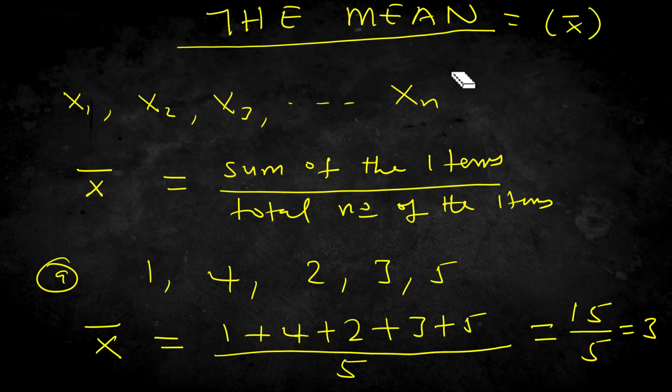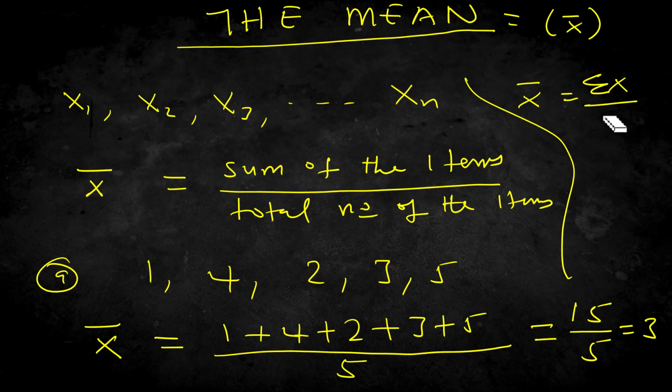So the mean of these numbers is 3. So in short, the mean is given by the summation of the items over the total number. This is the formula for that.